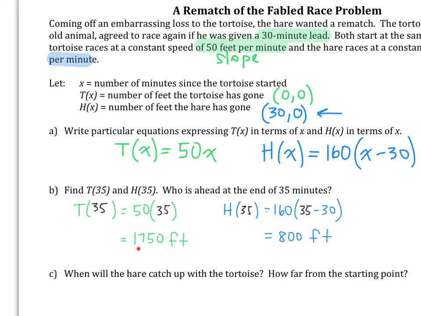I got t of 35 to be 1,750 feet and h of 35 to be 800 feet. Now we have to answer the question, who is ahead at the end of 35 minutes? Hopefully you recognize that the tortoise is winning. So we will answer the tortoise is ahead. Go tortoise.